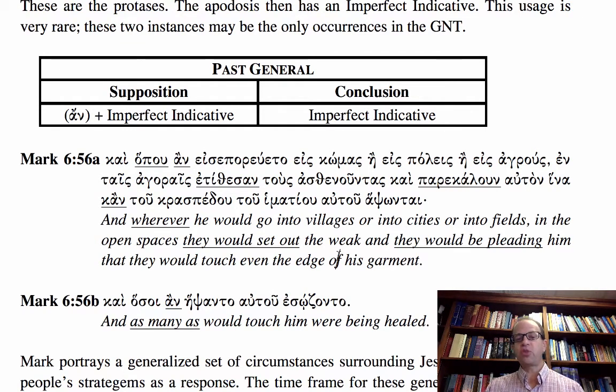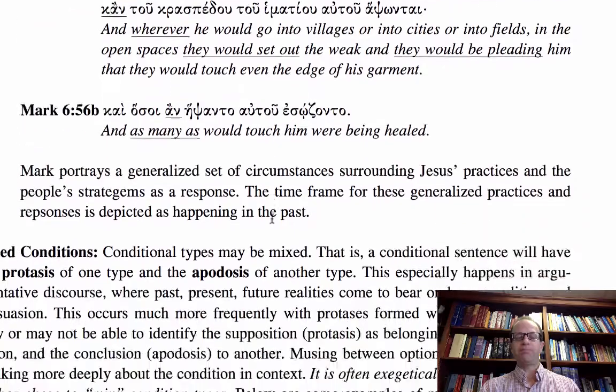So wherever Jesus would go, into villages or into cities or into fields, in open spaces, the crowds would set out the weak and they would be pleading with him that they would touch even the edge of his garment. So this was generally true. When these circumstances were met, when this was going on, this is what would be happening. So as many as would touch him were healed. This was the general rule set in the past time frame.